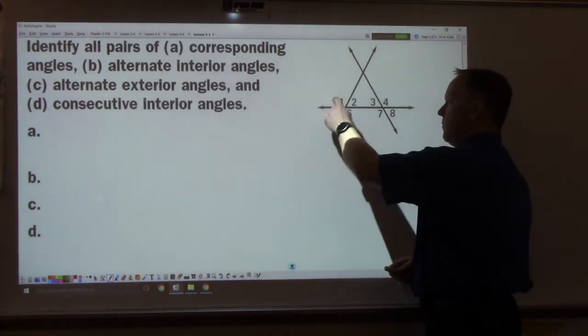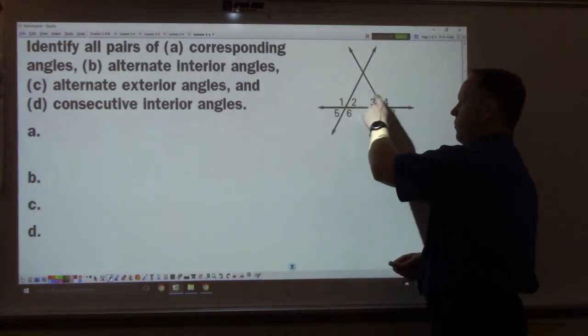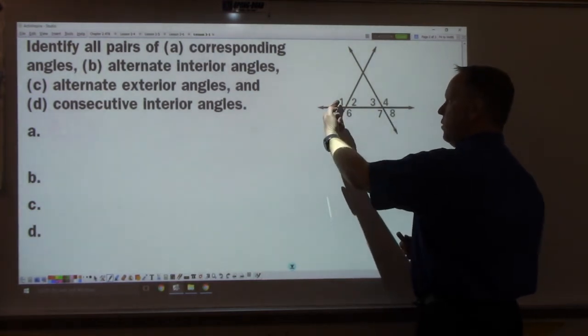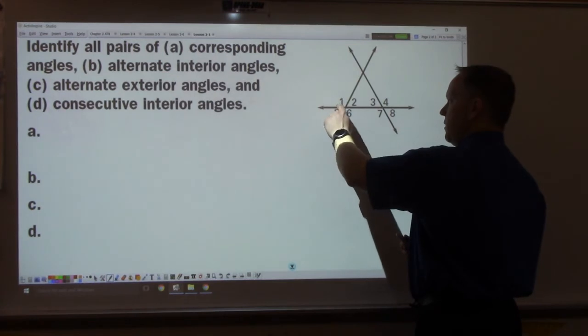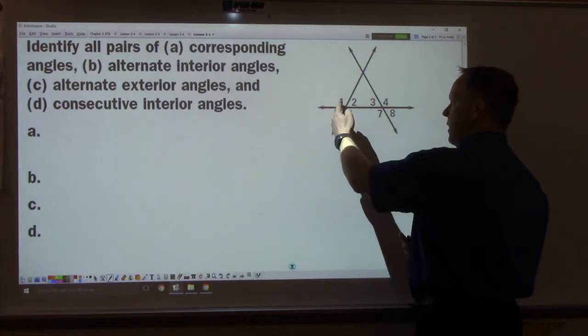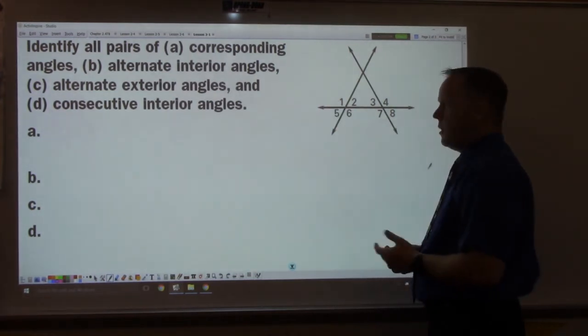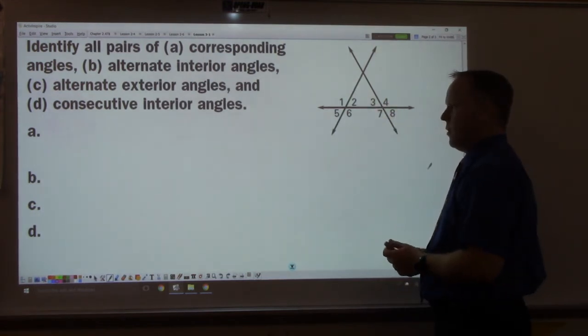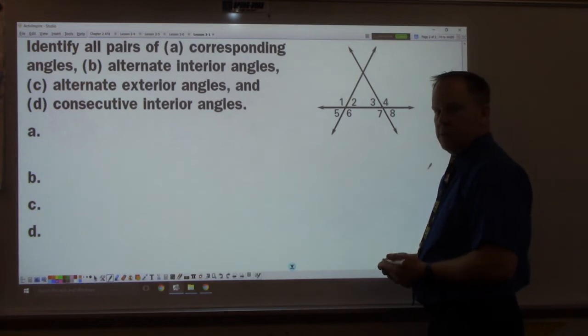Look at this group of 4 angles and this group of 4 angles. Which ones are in the exact same position? So if I start with angle 1, notice angle 1 is on the top of the transversal and it's on the left. Look at the other set of 4. Which one is also on the top and on the left? So angle 1 would correspond to angle 3.